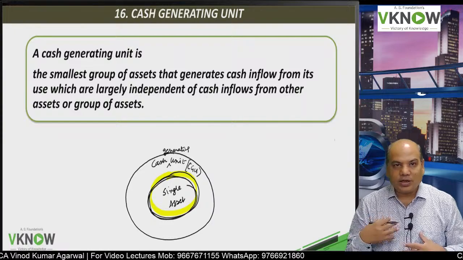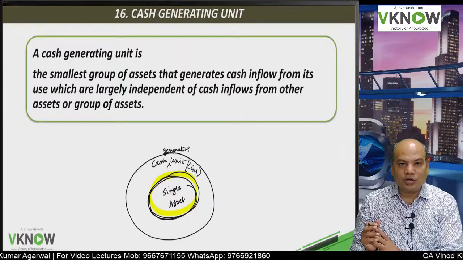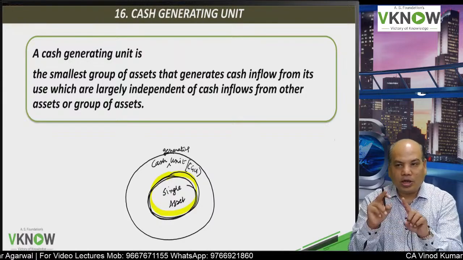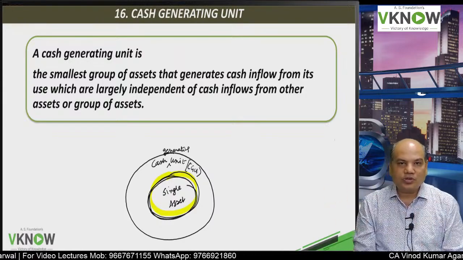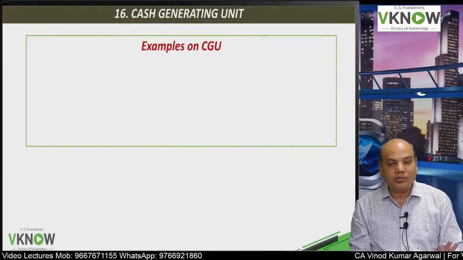So if I think that this projector is impaired, but the projector does not generate independent cash flow, I will test the whole CGU for impairment.